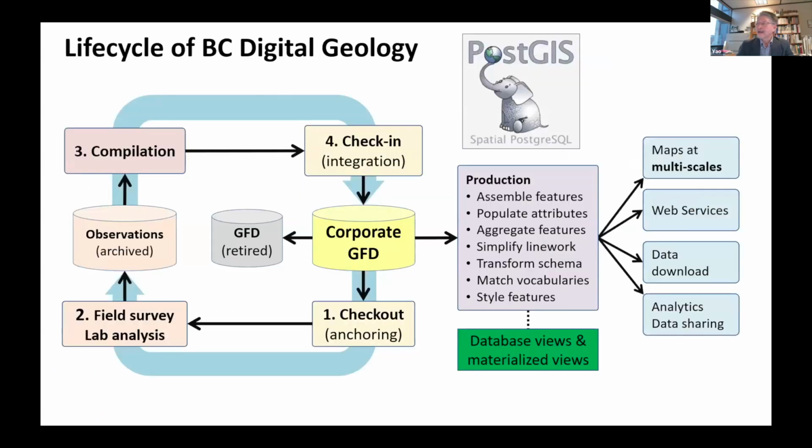Here's just a diagram to show the entire process. It starts with step 1, checkout, and that's what we do. Step 2, field mapping, field survey and the compilation, step 3, those will be done by our mapping geologists. And step 4, that's where we do the validation, only the line work and the centroids, before we integrate.